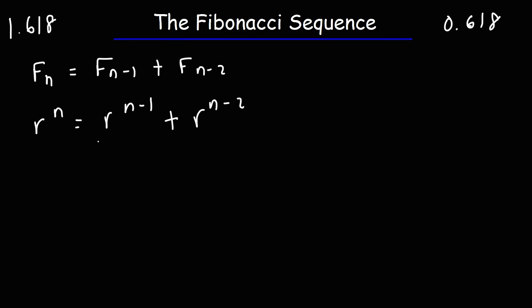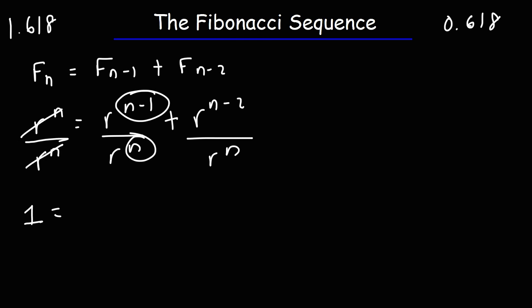Now what we're going to do is divide each term by r raised to the n. So on the left, these two will cancel, giving us 1. Now r to the n minus 1 divided by r to the n, we need to subtract the exponents. n minus 1 minus n, the n's will cancel, giving us r to the negative 1. And dividing these two, we're going to get r to the minus 2.